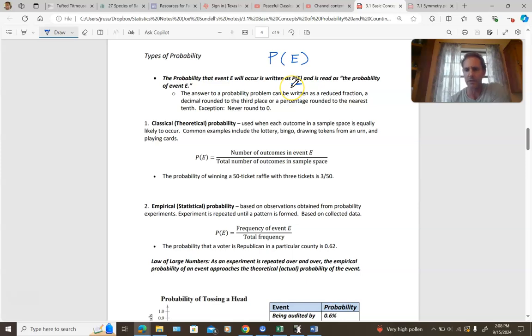Furthermore, when we express the probability of an event occurring, we can do it in three ways, guys. We can write a reduced fraction. We can write a decimal rounded to a certain number of decimal places. Typically, your homework will specify the number of decimal places. Or we can express it as a percentage. Now, you want to be careful here. You never want to round down to zero.